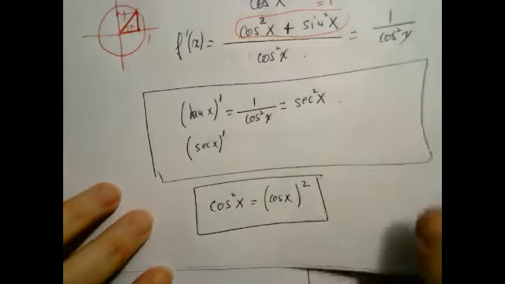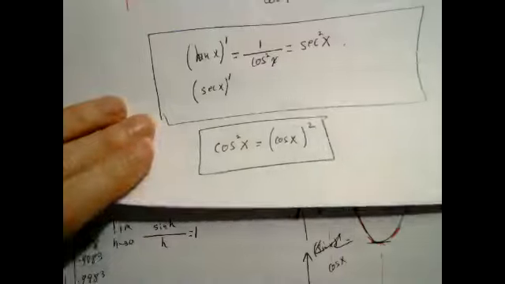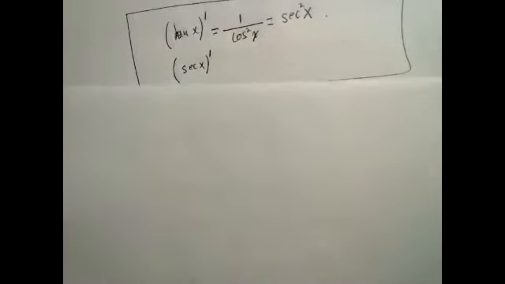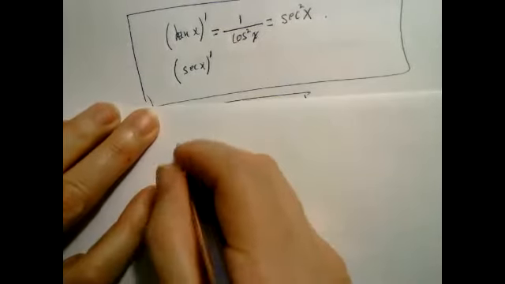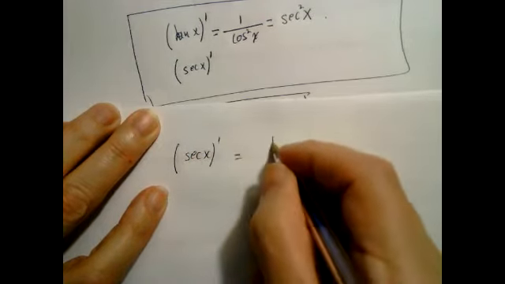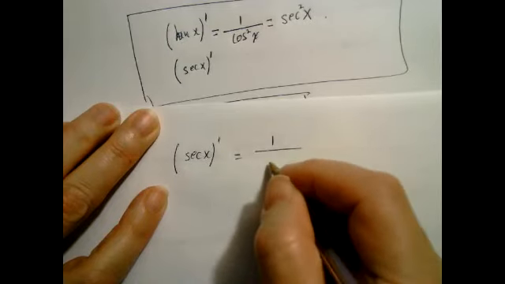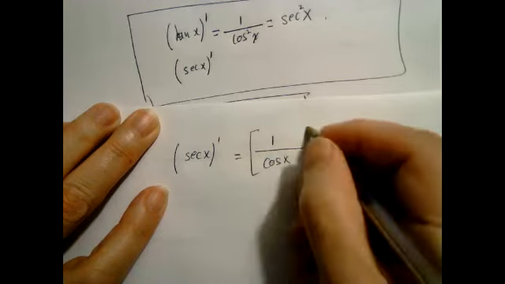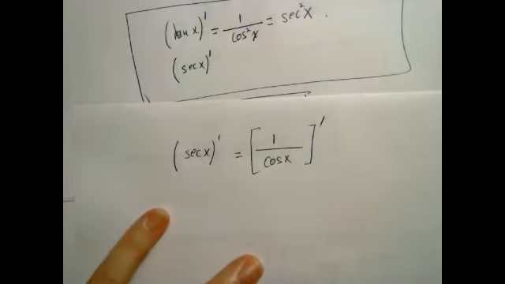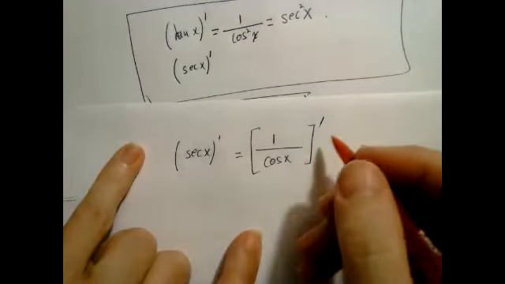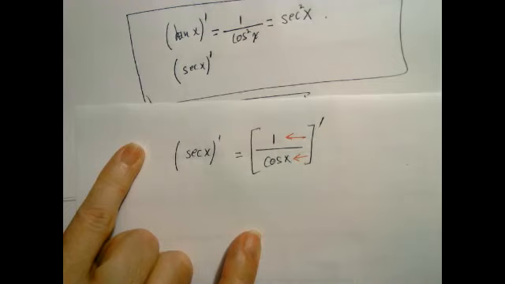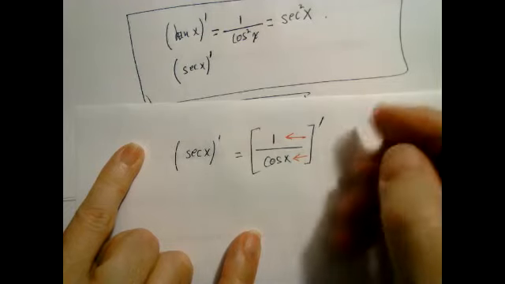Okay. So let us find the derivative of secant, because that's another one of those that, again, you need. All right. What's the derivative of secant? Secant is 1 over cosine. So I'm finding the derivative of 1 over cosine. How can I do that? This is one function divided by another. We're going to use the quotient rule.